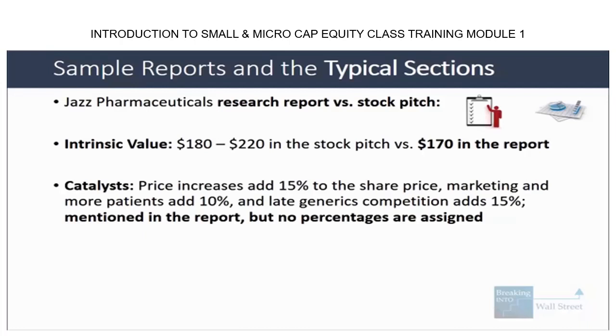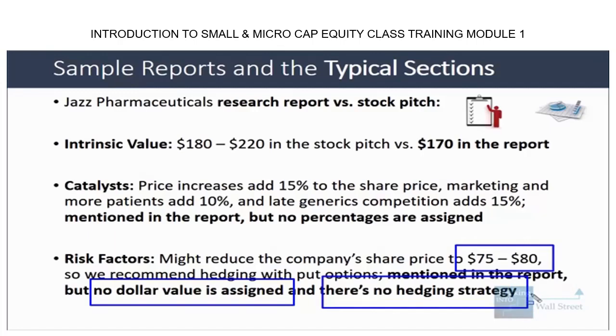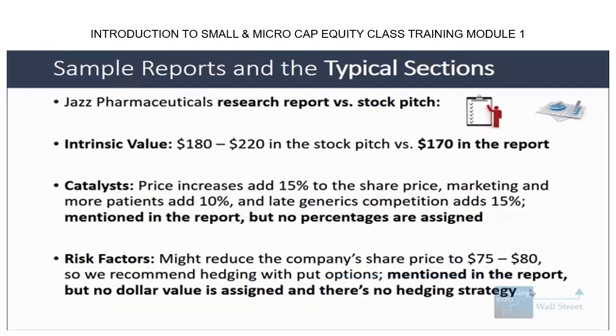With catalysts, we name the catalysts and we estimate the per share impact in the stock pitch: 15%, 10%, 15%. In the report, we mention these, but we never assign specific percentages or dollar values to them. And then for the risk factors, we give a specific range in the stock pitch and say the worst case scenario is that the company's stock price could fall from 130 to 75 or 80 per share. So we recommend hedging with put options. Now, we mention these risk factors in the report, but we don't assign a dollar value. We don't estimate the share price in the worst case possible scenario, and we don't provide a hedging strategy. So those are the key differences here.